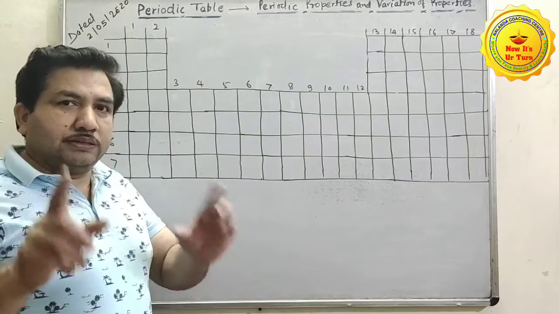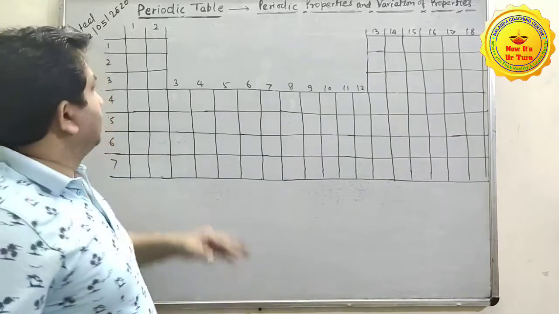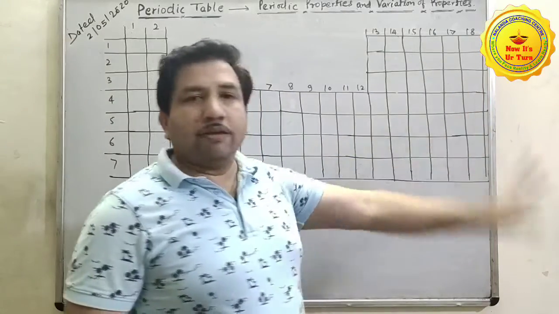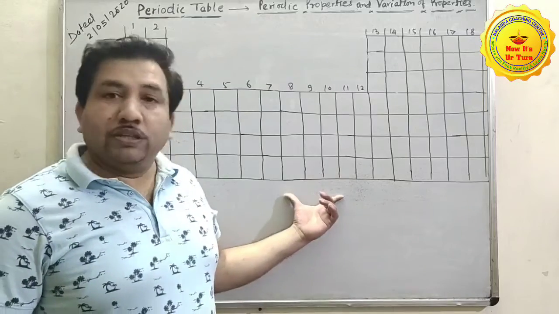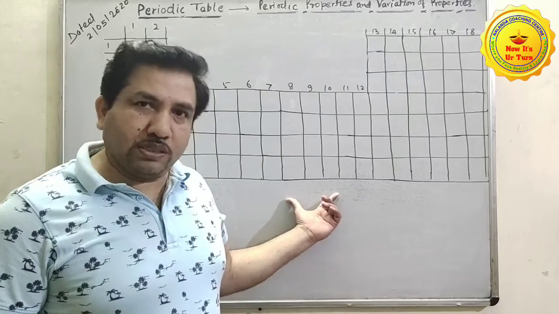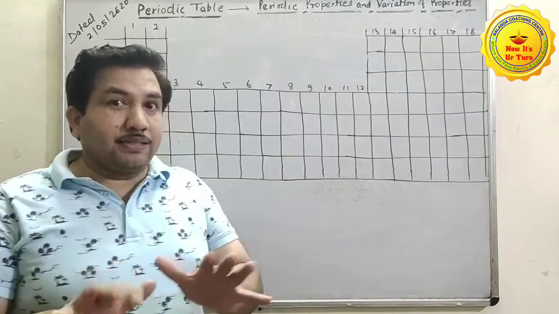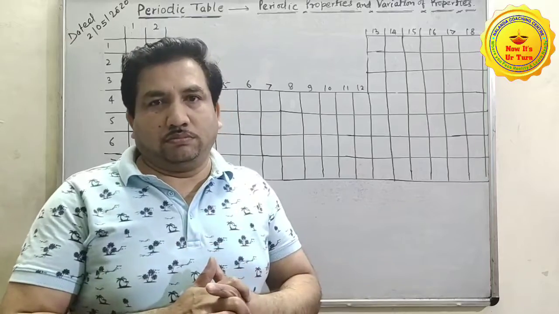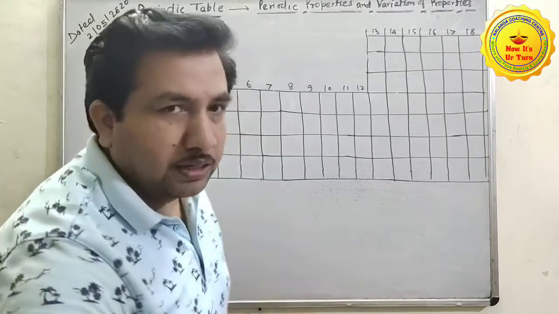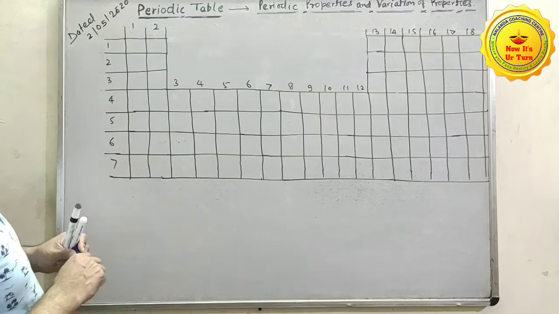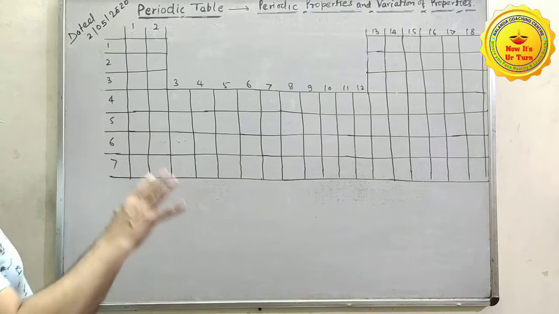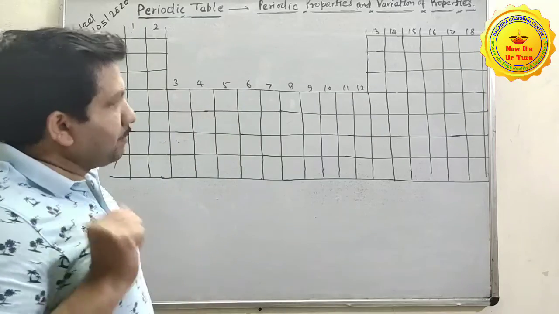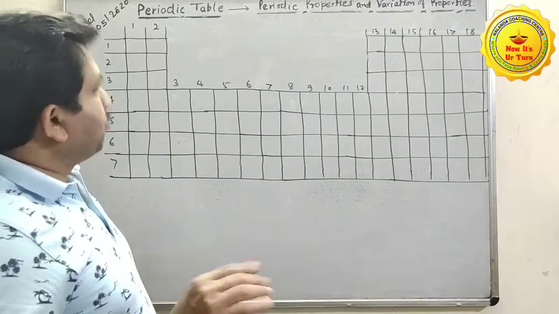Dear student, you have already learned about 35 elements with the help of this periodic table. How is it possible? Because ICSE syllabus is very advanced, that's why you have to learn this one. Now, before discussing the properties, first of all, we will arrange the elements. This one is modern periodic table.